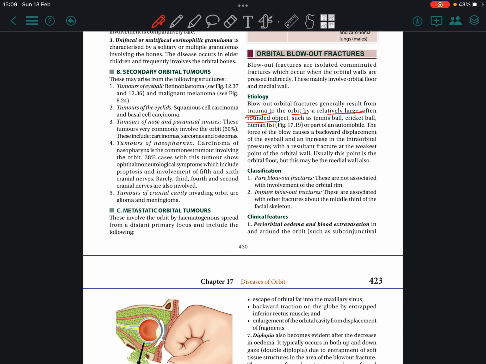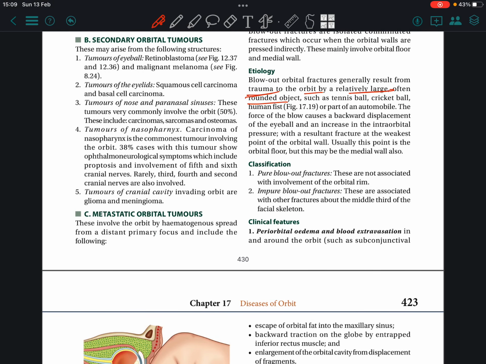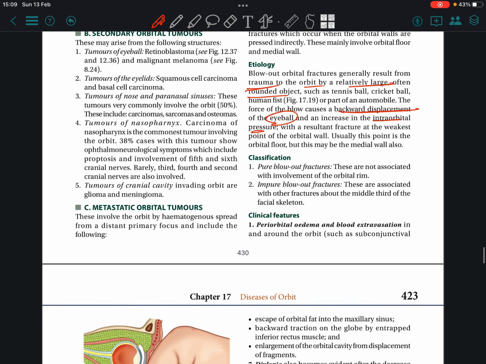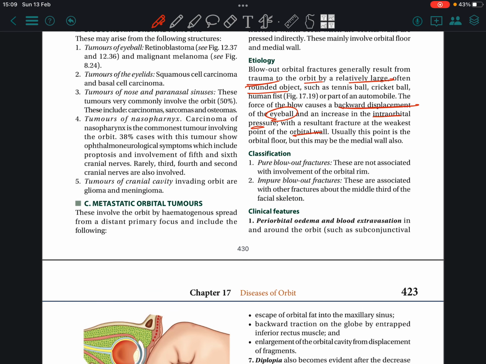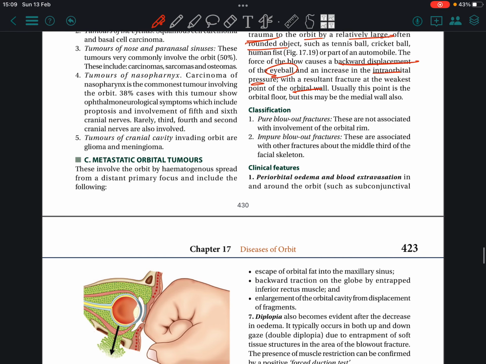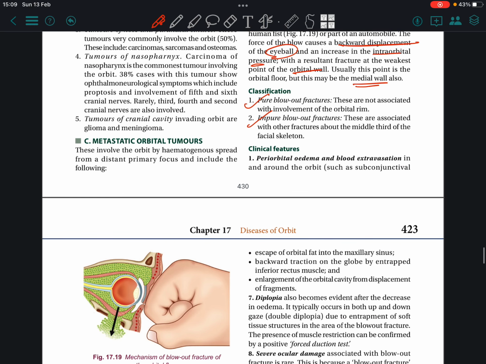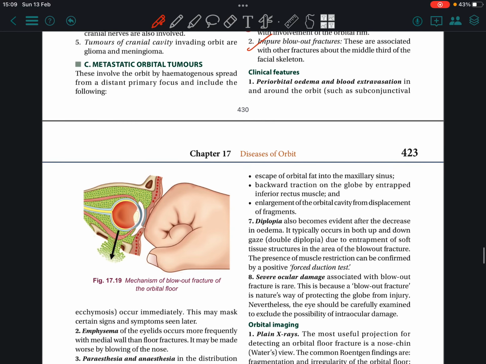human fist, etc. The force of the blow causes a backward displacement of the eyeball with an increase in intra-orbital pressure, with a resultant fracture at the weakest point of the orbital wall. Usually the point is on the orbital floor, but this may be the medial wall also. Then pure blowout fracture, impure blowout fractures. Clinical features: periorbital edema and blood extravasation in and around the orbit.